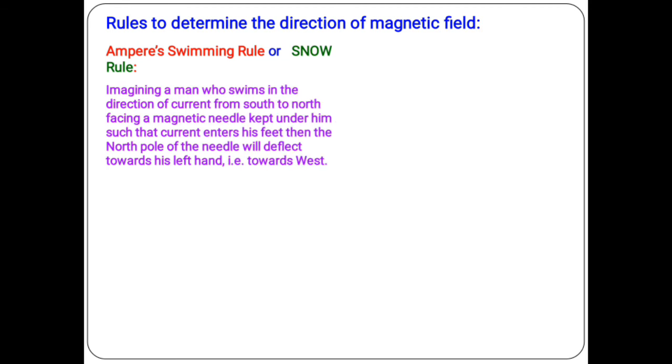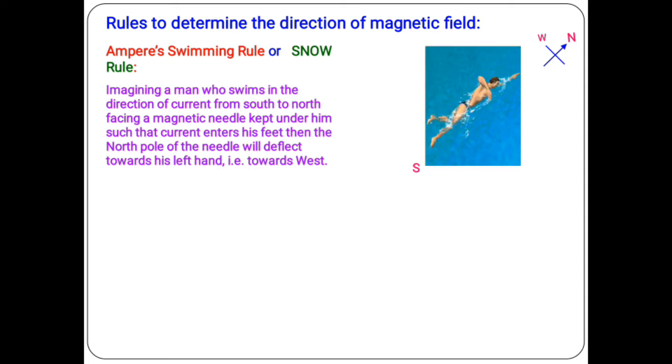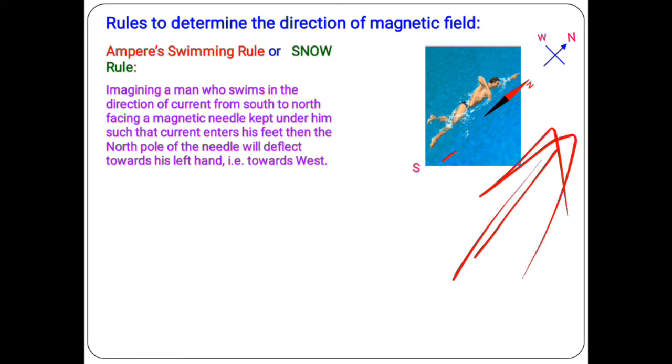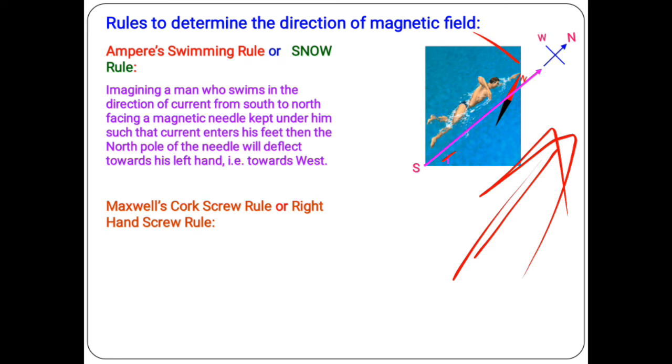The first one is Ampere's swimming rule, also called the SNOW rule. Imagine a man swimming in the direction of current from south to north, facing a magnetic needle kept under him, such that current flows through his feet to his head. Then the north pole of the needle will deflect towards his left hand, that is towards the west, because he is facing the south to north direction. So the deflection will be to the left, meaning the west direction. This is called Ampere's swimming rule.